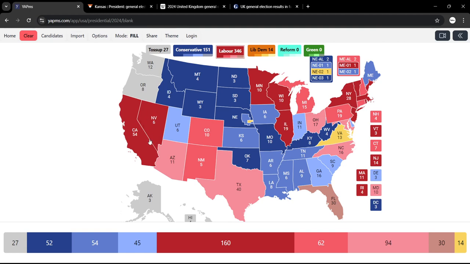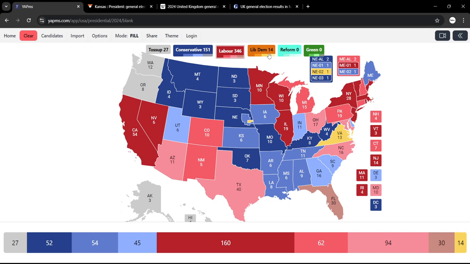So you have to think California, you've got Los Angeles, you've got San Francisco. These places, not a single district is thinking about voting Conservative. You do have the rural areas, of course, but I just don't think they make up enough of the electorate to really make the difference there.